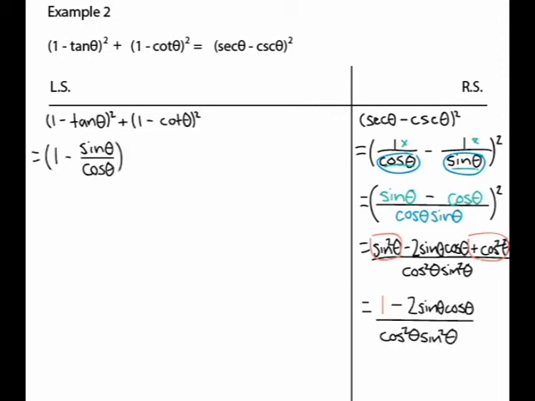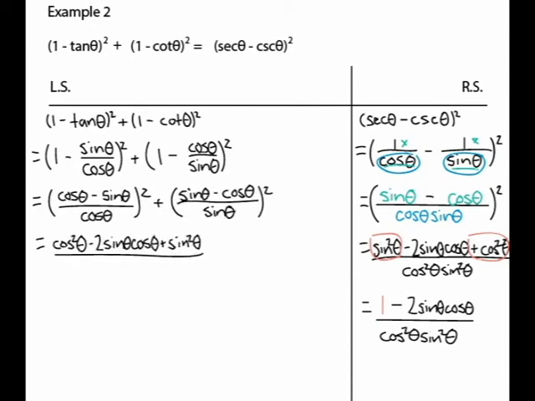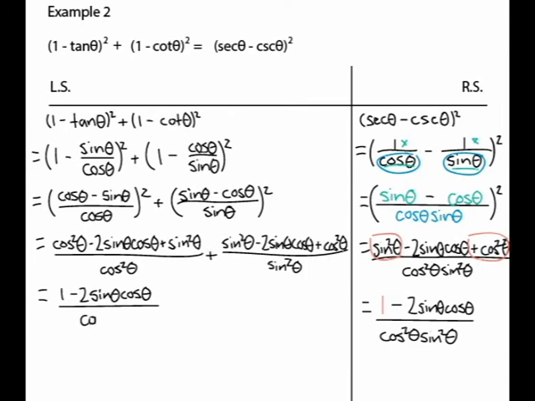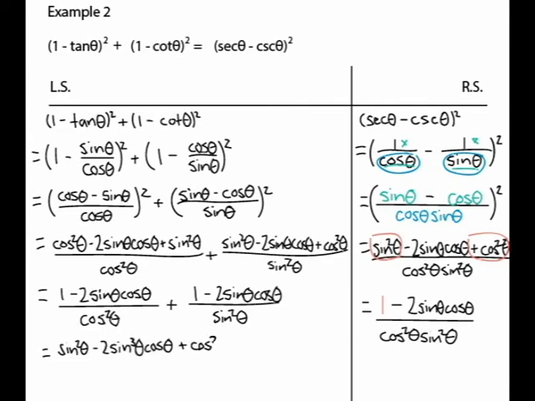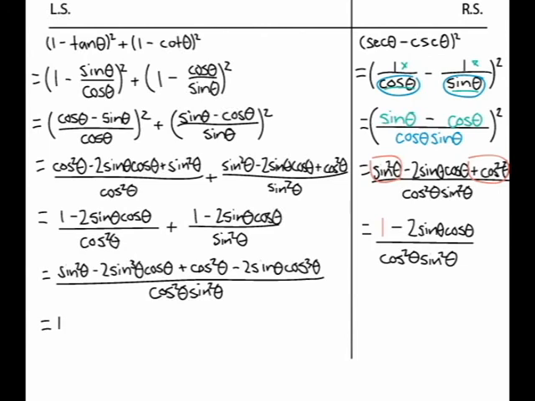On the left side, apply the quotient identity and reciprocal identity. Then find the common denominator and change the numerator accordingly. Square the top and bottom. Notice that there's a cos squared theta and sine squared theta. Apply the Pythagorean identity. Find the common denominator once again, and apply the changes to the numerator. Once again, there's a cos squared theta and sine squared theta.